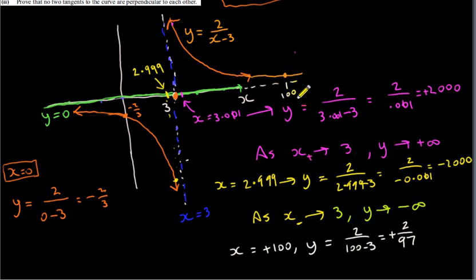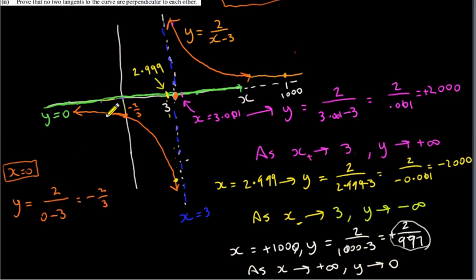If we change 100, say, to 1000, which is way over further, I haven't drawn this to scale, but I think you get the idea. If we replace x with plus 1000, then we'll have 2 divided by 1000 minus 3, which is 2 over 997. That's a much smaller positive number. So you can see what's happening. This number here is approaching 0. So as x tends towards plus infinity, y is tending towards 0.